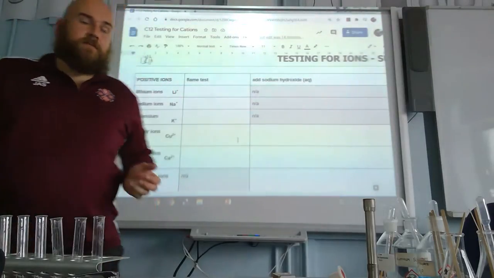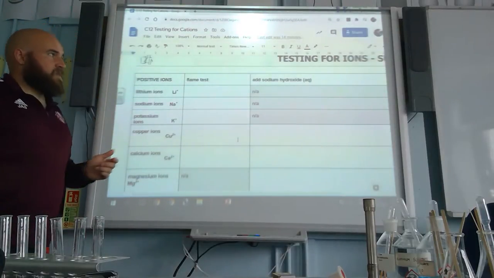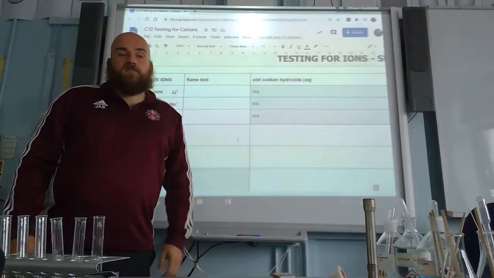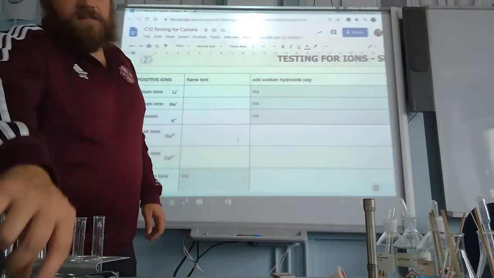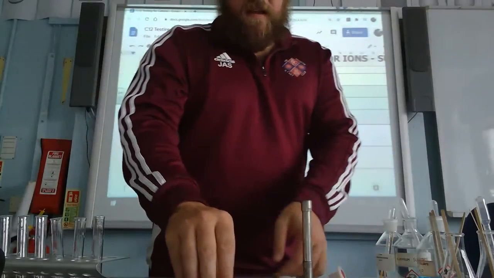There are two different tests we're going to do. We're going to do flame tests on these five here, and then we're going to do some sodium hydroxide tests on some others. So first things first, I'm going to light my Bunsen burner. And you need to know the flame colors for your GCSE examinations.